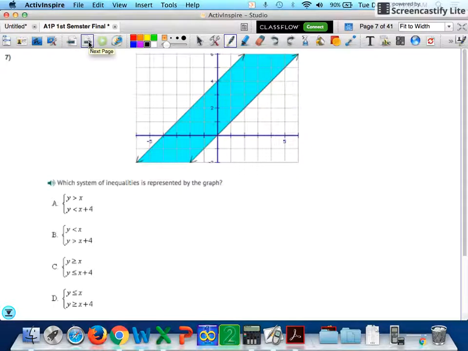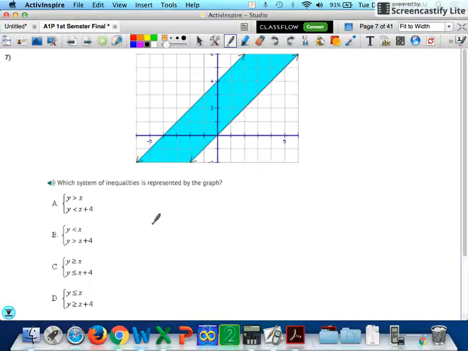Number 7 gives us some sets of inequalities, and we have to determine which one is correct. You can do this by graphing them in your calculator, but when you do, you'll notice that all of these equations are the same exact thing. The only difference is the signs in the middle, the actual inequalities themselves.